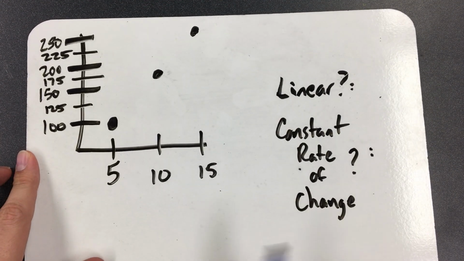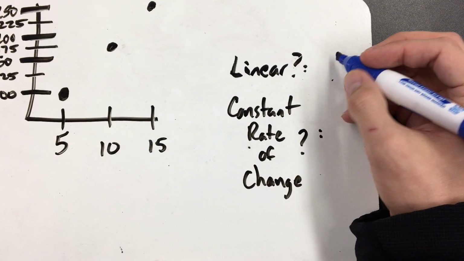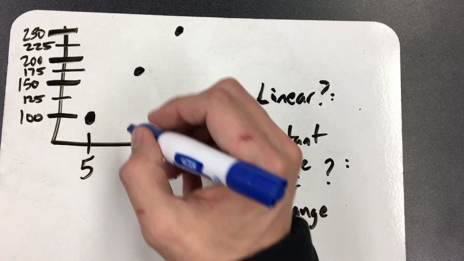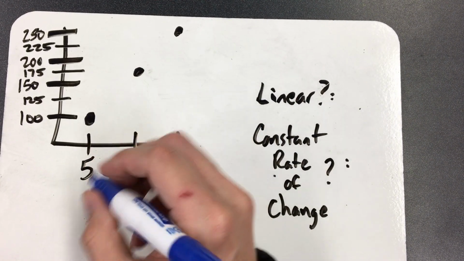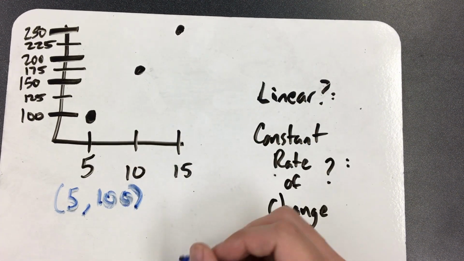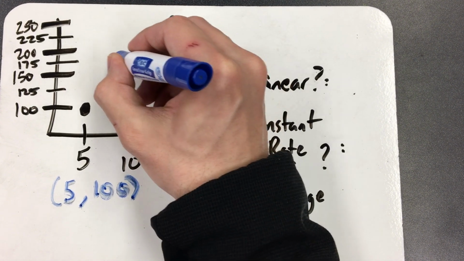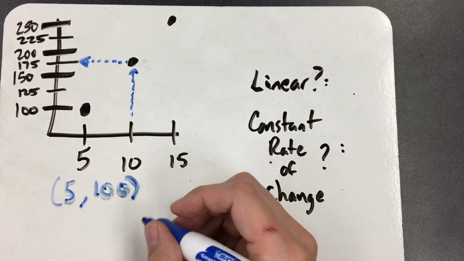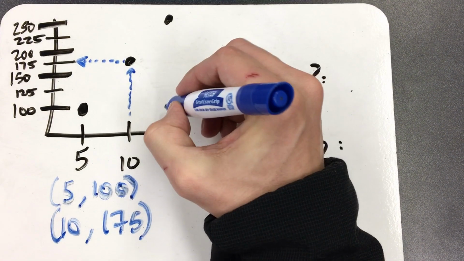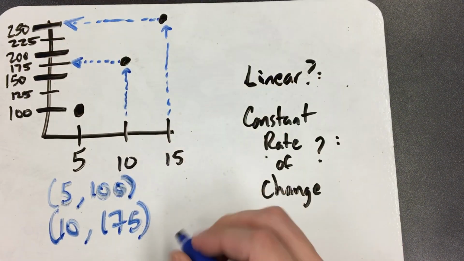So here's a couple examples I made. Here's another one with a graph. Is this linear? Yes or no? What is the constant rate of change? Okay, let's look and see what these points are. This is the point 5, 100. I'm just going to write it right here because it's easier when it's down below instead of up on the graph. This is the point 10, 175. And then this is the point 15 with 250.